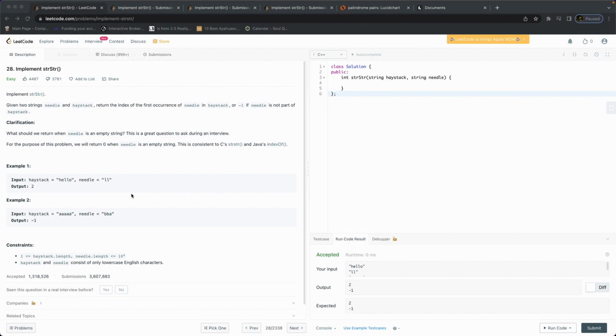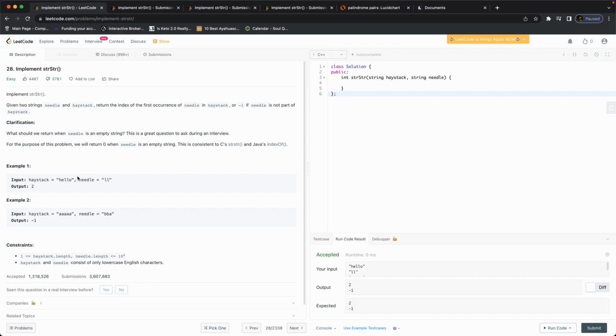You are given two strings, a needle and a haystack. So we want to find the needle inside the haystack. What that means is needle is our pattern string and haystack is our target string. And if you can find the needle within the haystack, you return the index. In this case, because this is a pattern, you return index 0, 1, 2. If the pattern cannot be found, you return -1.